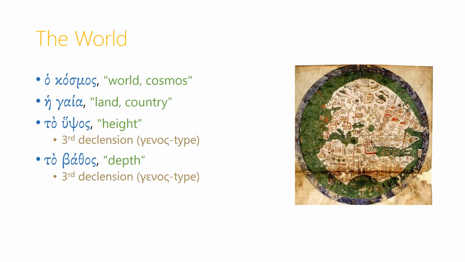Ho kosmos is the world, or the cosmos. He gaia is land or country. To hupsos is height, in the sense of a high place. And this is a third declension noun of the genos type, so the genitive would be tou hupsous. To bathos is depth, and if to hupsos is a high place or altitude, then to bathos is either a deep place or just depth. This is another third declension neuter of the genos type.